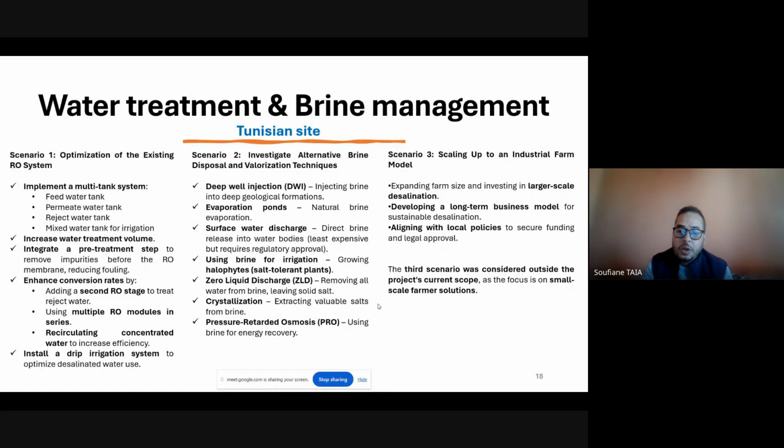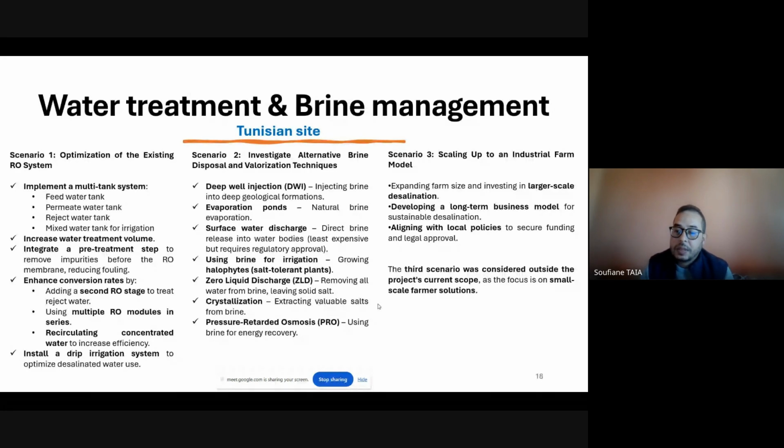As a second scenario, we proposed alternative brine disposal and valorization. We are trying to explore deep well injections and evaporation ponds, and also surface water discharge if permitted, or irrigated salt plants. And also we proposed implementing zero liquid discharge or crystallization to extract important salts, and also to use pressure retarded osmosis. This will help us use the brine for energy recovery.